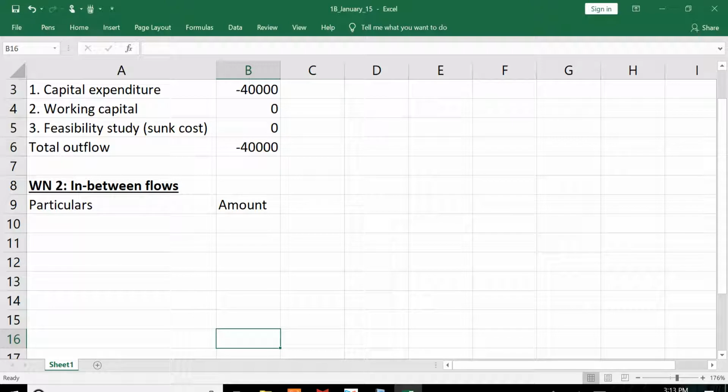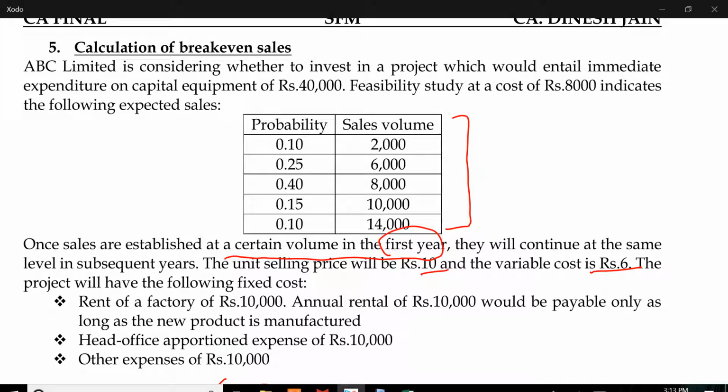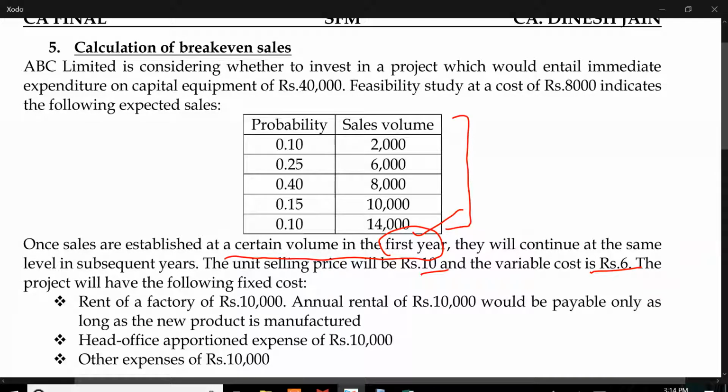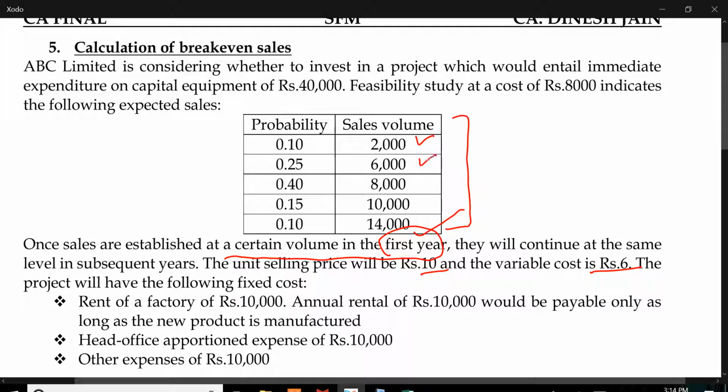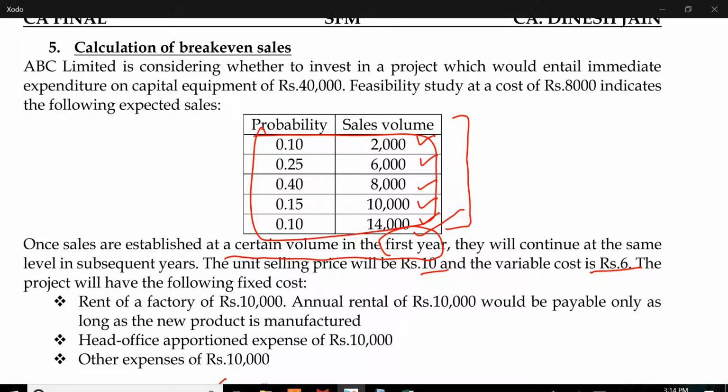Some year you sell 5,000, some year you sell 10,000, some year you sell 12,000. In this question what they have said is, whatever happens in the first year, once sales are established at a certain volume in the first year, they will continue at the same level in subsequent years. So the volume is not going to change once the sale volume is fixed. Now it can be 2, 6, 8, 10, 14. What we are going to do is take a weighted average of this, because I have the probability. Expected sales volume is the weighted average of the sales volume with probability being the assigned weight.